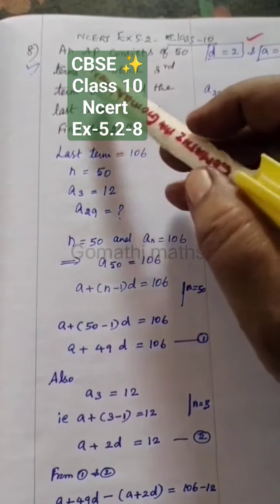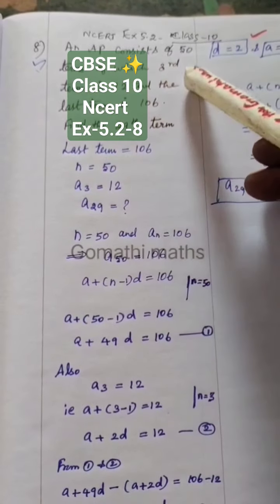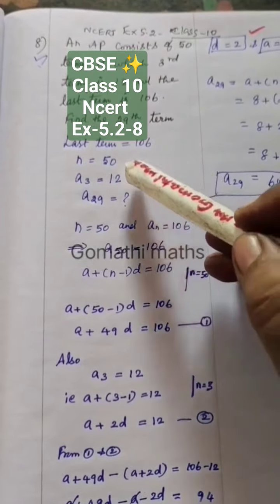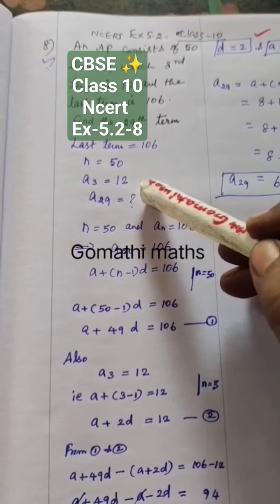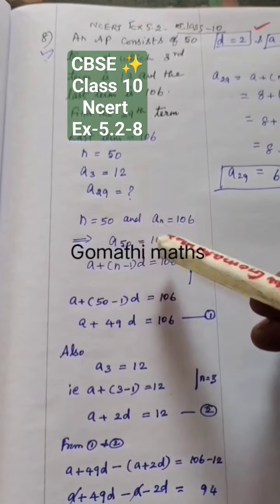Exercise 5.2 for class 10, question number 8. Here you are given an AP, the last term, given the number of terms is 50, A3, the third term, is 12. You want to find A29.